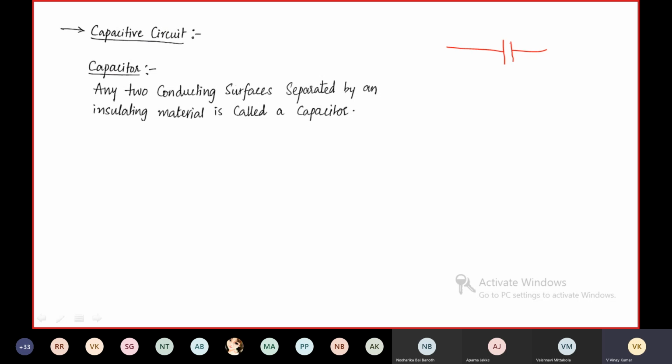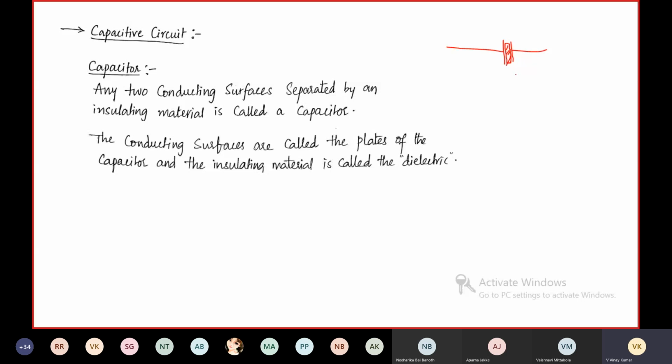Capacity of a capacitor. Here two conducting plates are separated by an insulating medium, also called a dielectric medium. Then it's called a capacitor. The conducting surfaces are called the plates of the capacitor, and the insulating material present between these two plates is called the dielectric.